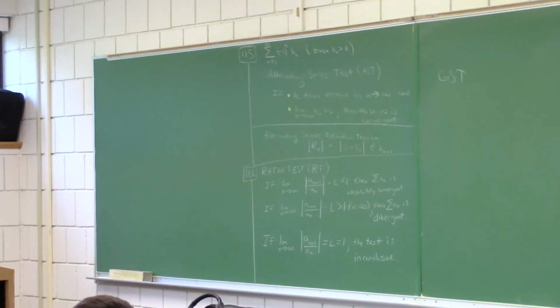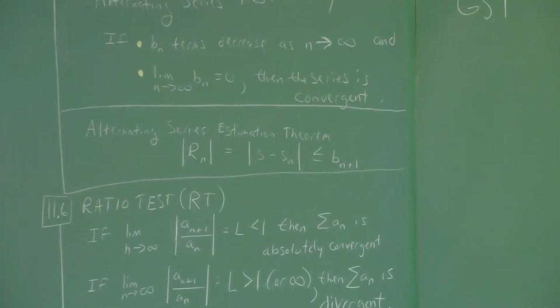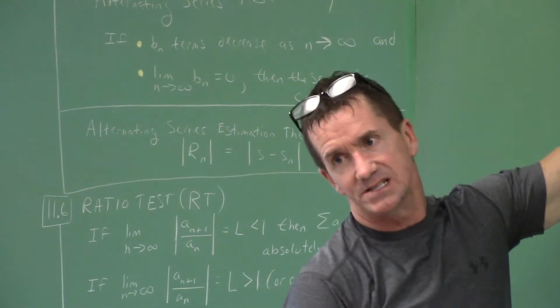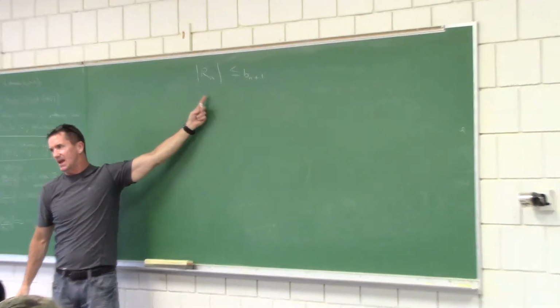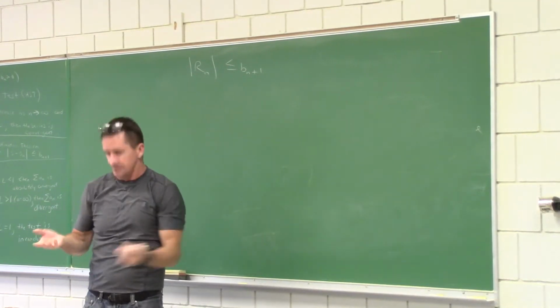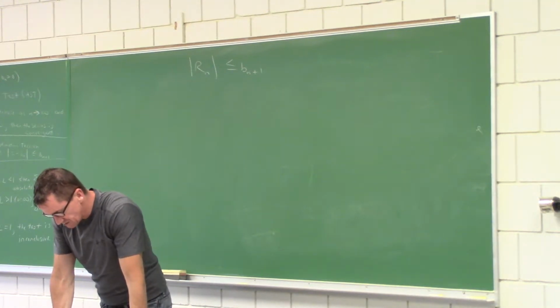R sub n, with the absolute value bars over it, is less than or equal to b sub n plus 1. This is the alternating series estimation theorem. What the heck does this mean? To better understand this, we'll work a problem. I'm going to take number 23 from the textbook, and this is what it says.